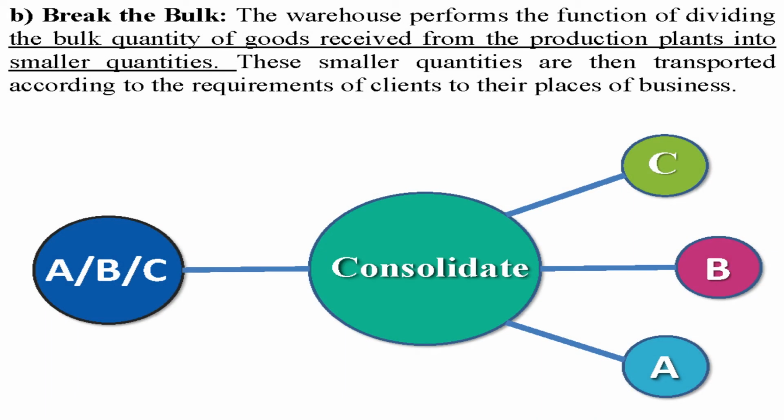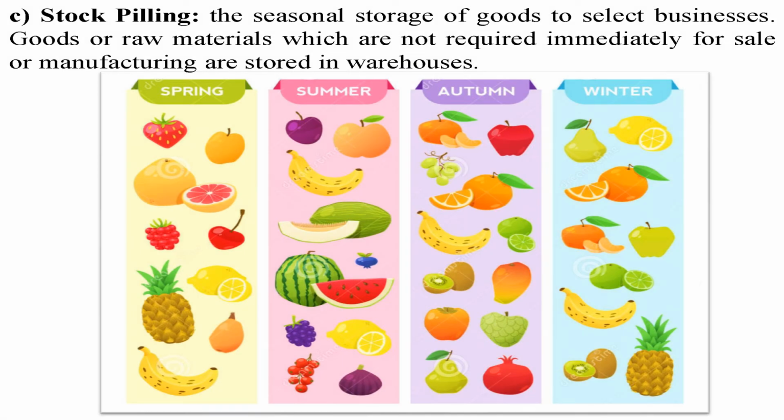Break the bulk. The warehouse performs the function of dividing the bulk quantity of goods received from a production plant into small quantities. These small quantities are transported according to the requirement of the client to the places of business. Stockpiling. The seasonal stock of goods, business goods or raw materials which are not required immediately for sale or manufacturing are stored in warehouses. It is based on seasons, so they will store the goods for the seasons or to create a demand.